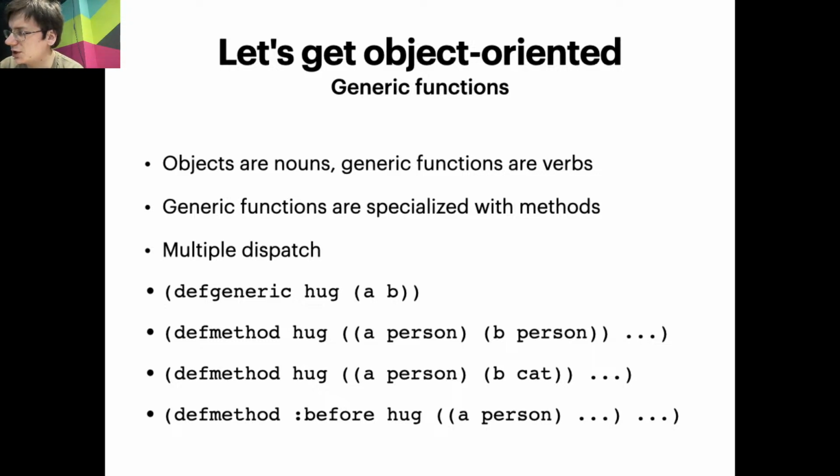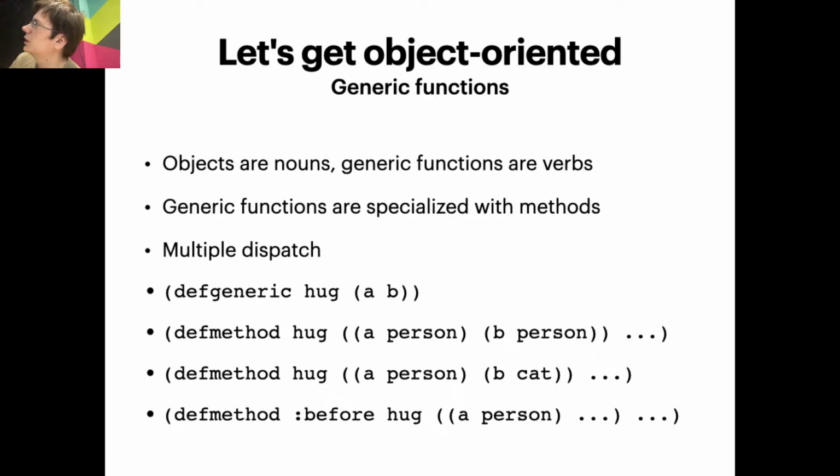But in Common Lisp there is no such restriction. In Common Lisp we can define our generic function, and then this generic function can be specialized on its arguments. Methods are specializations of our generic functions. For example, here we define our generic function hug with 2 arguments, and then we can specify methods.